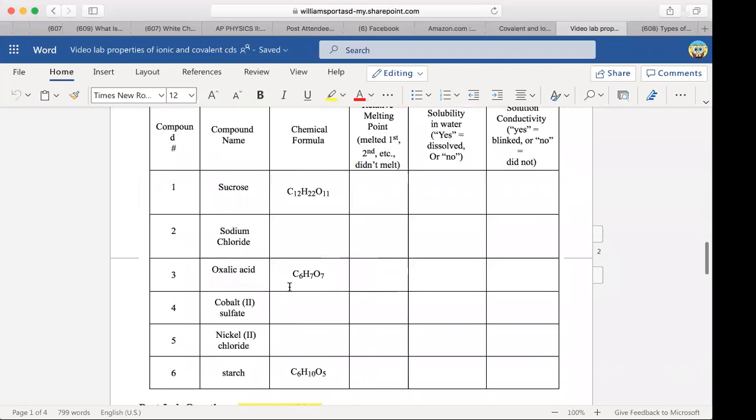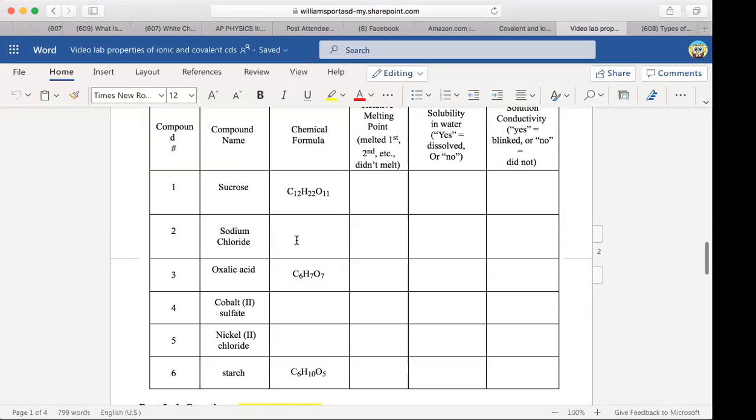So of the 6 compounds, there's chemical formulas listed here for the compounds that you don't know how to write formulas for yet. But for instance, sucrose, oxalic acid, and starch, the thing that each of them has in common are some carbon, hydrogen, and oxygen atoms. And you know that if the first element is a metal, it's ionic. In each of these 3 compounds, the first element listed is carbon, and carbon is a non-metal. So these must be covalent compounds.